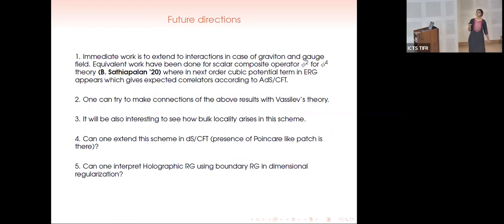Okay, so for future directions, this is the simplest level of action one has found. Immediate work is to extend the interaction to the case of graviton and gauge field. Equivalent work has been done for the scalar composite operator phi square, or phi 4 theory in the O(N) model, in this paper by Bala, where in the next order a cubic potential term in ERG appears, which gives expected correlators according to AdS/CFT.